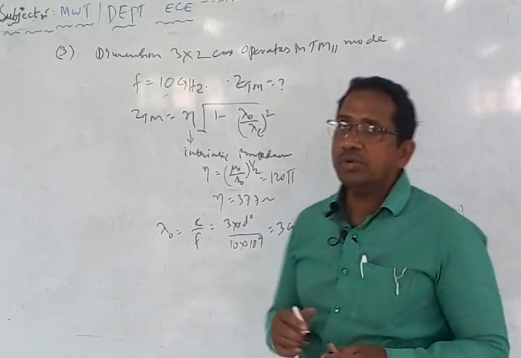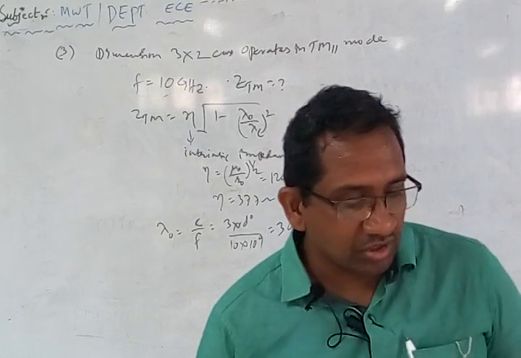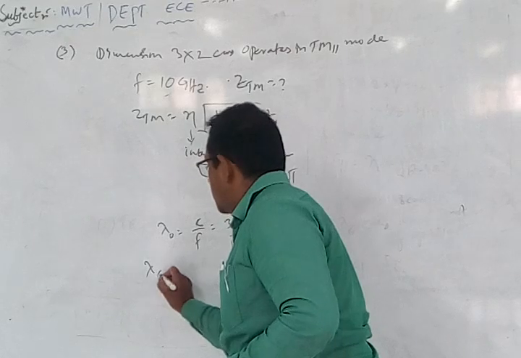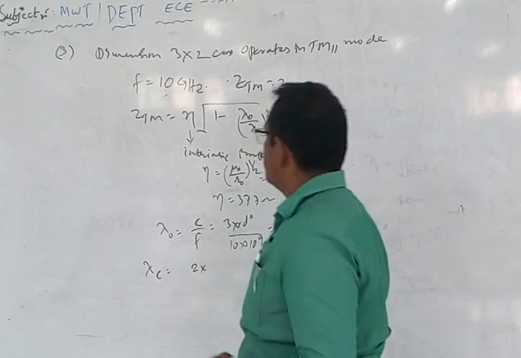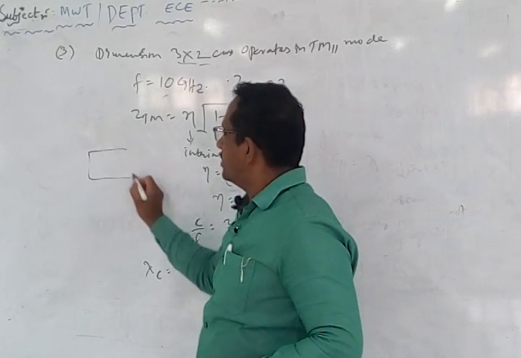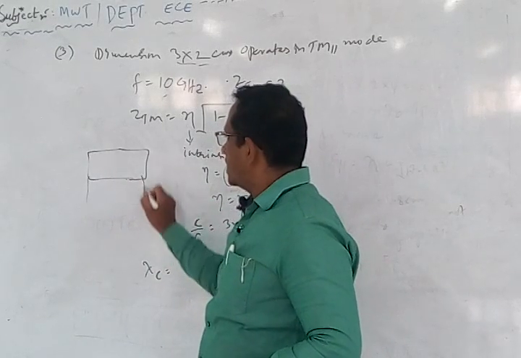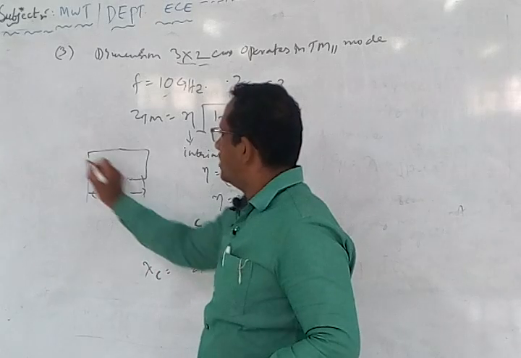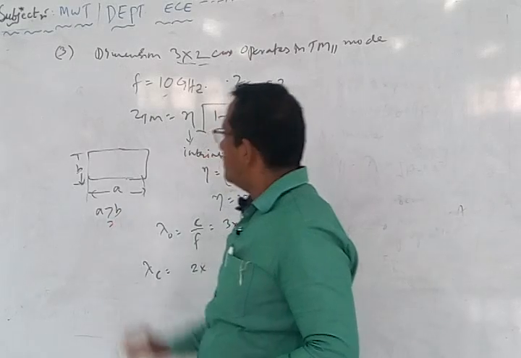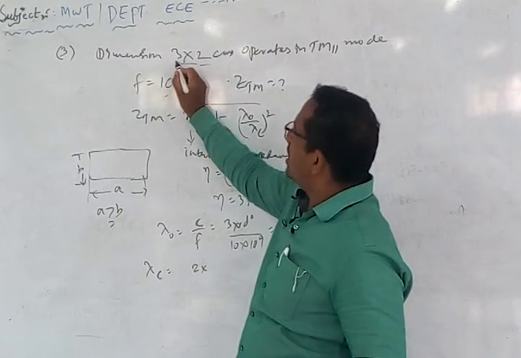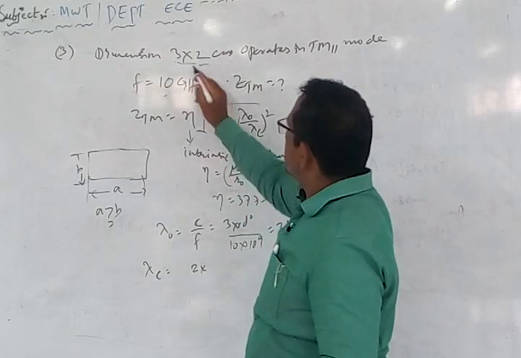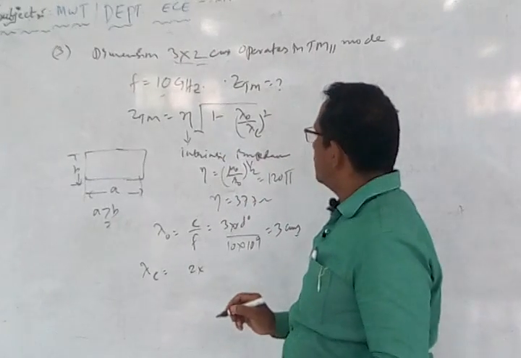The next one is going to be lambda C. What is lambda C? Cutoff wavelength. What is the formula for cutoff wavelength? Just now we discussed it. Lambda C is equal to 2 into A into B. Now which one has to be taken as A, and which as B? In a rectangular waveguide, always A is greater than B. Therefore, whichever is the highest, we will take as A, and the next one is going to be B. So here A is equal to 3, B is equal to 2.